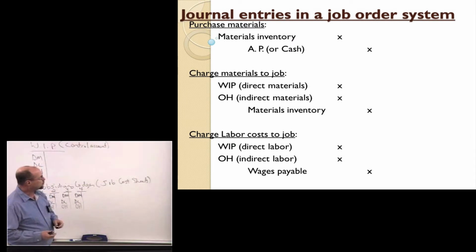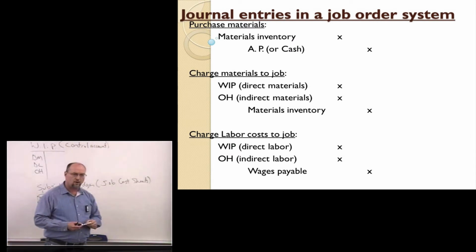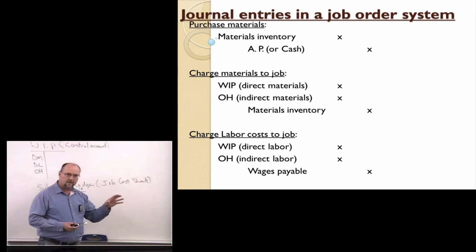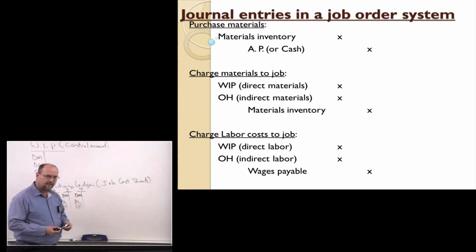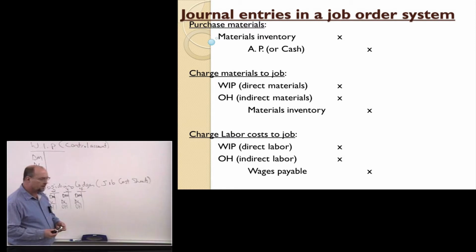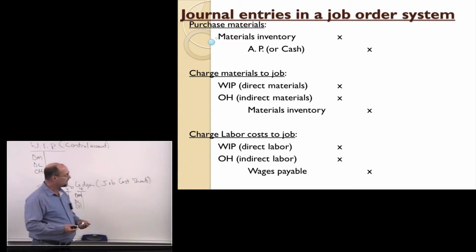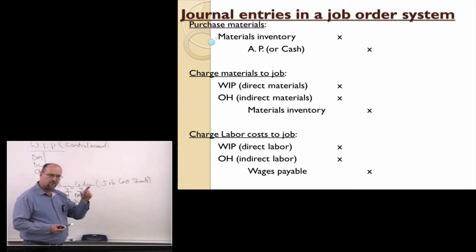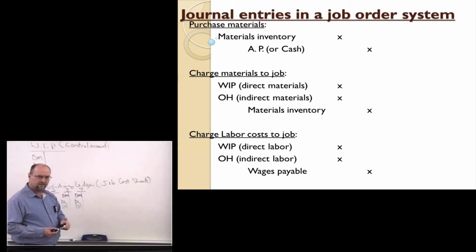Now, let's look at the journal entries in a job order cost system. And you'll see similarities to when we looked at financial accounting. Now, when we buy inventory, we simply debit inventory. This is no different than in financial accounting. We simply called it merchandise inventory. Now we're calling it materials inventory. And if you see a journal entry that just says materials, you can assume it's materials inventory.